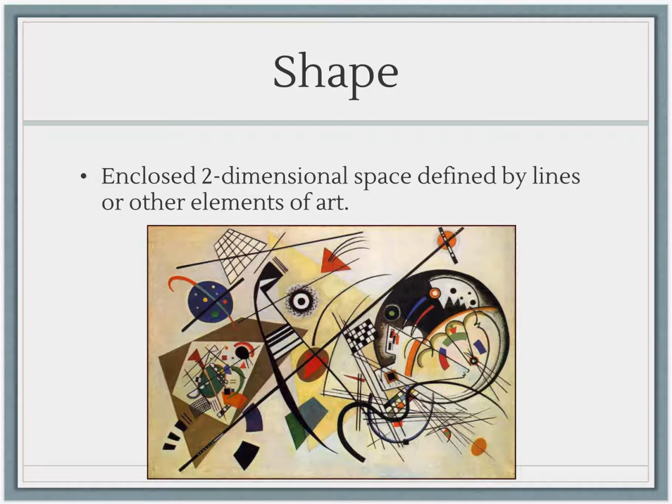Next we have shape. So shape is an enclosed two-dimensional space defined by lines or other elements of art. So we're used to shapes being outlined by lines like this one here, but shapes can also just be defined by a color. Like this is an orange triangle, or this is a circle just made from textures. So the important thing to remember about shape is that it is two-dimensional. It has height and it has width.